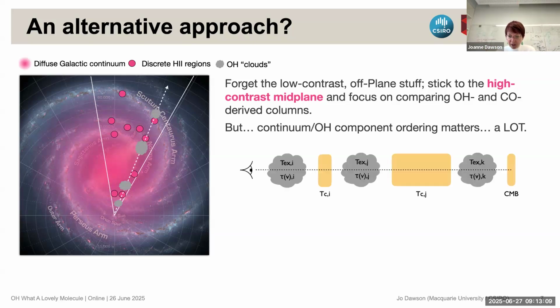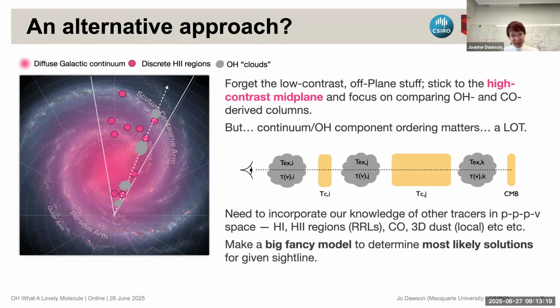So you've got a complicated radiative transfer equation, and you need to know the answer to this. It really matters. If you get this wrong, it goes very wrong in terms of the column densities that you derive. So you would need to incorporate our knowledge somehow of all the other traces we know in position, velocity, which includes H1, H2 regions, recombination lines, CO, 3D dust, and all this junk.